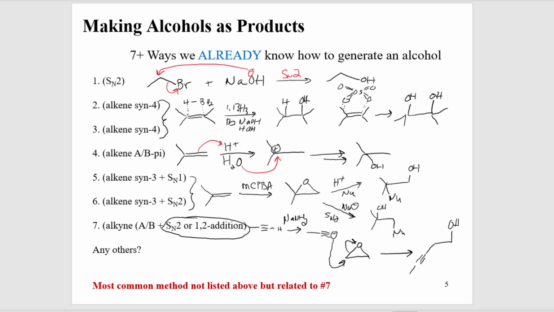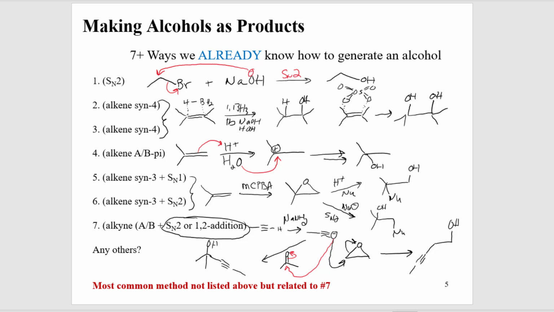Or we could have introduced a carbonyl. And the carbon minus goes in, 1,2 addition. And after workup, you have an alcohol. All of these end with an alcohol functional group.